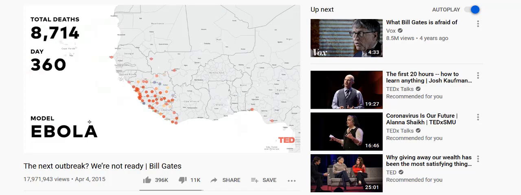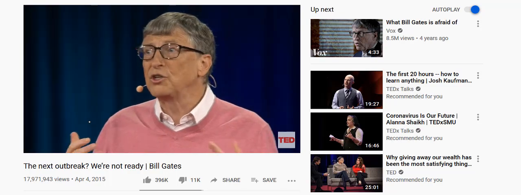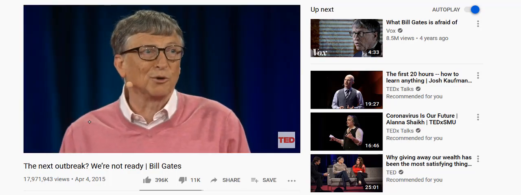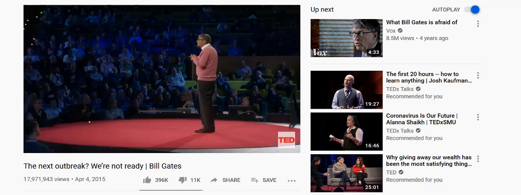About 10,000 people died, and nearly all were in the 3 West African countries. There's 3 reasons why it didn't spread more. The first is there was a lot of heroic work by the health workers. They found the people and they prevented more infections.